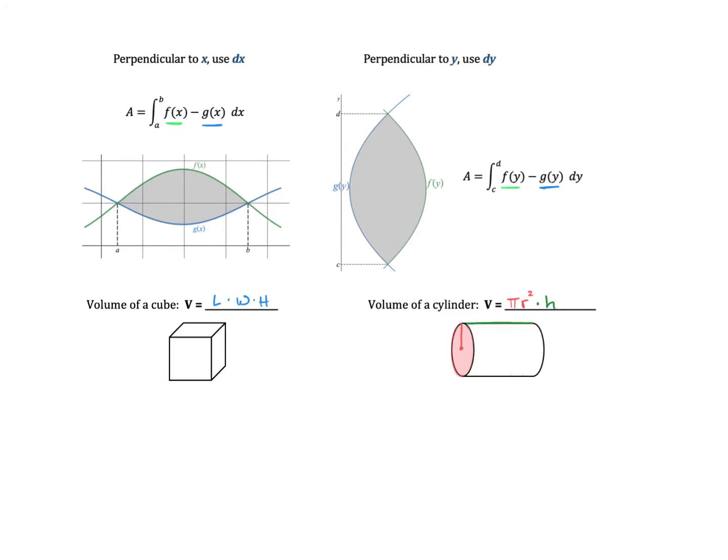To learn about volumes using known cross-sections, we're first just going to review area. To find the area between the curves f of x and g of x, you simply subtract f of x minus g of x to get that height. We know we integrate with respect to x here because, first of all, if we would continue to go down, we would hit the x-axis, and all of our slices are perpendicular to the x-axis.